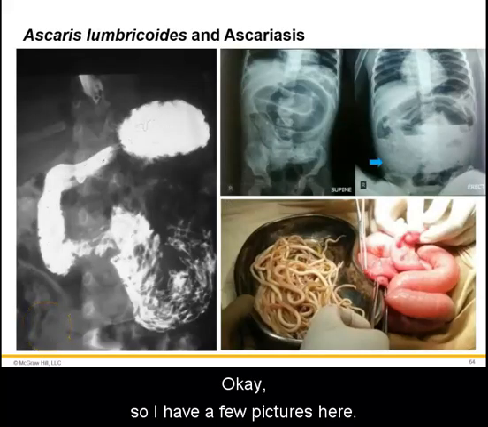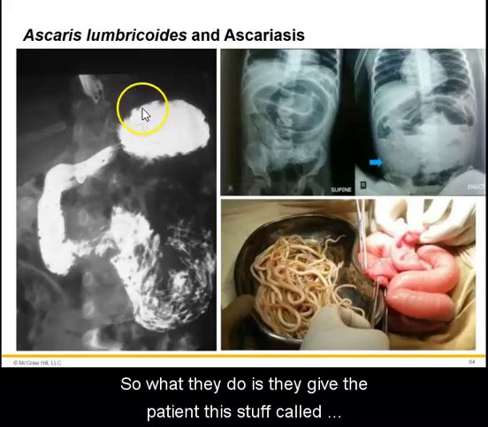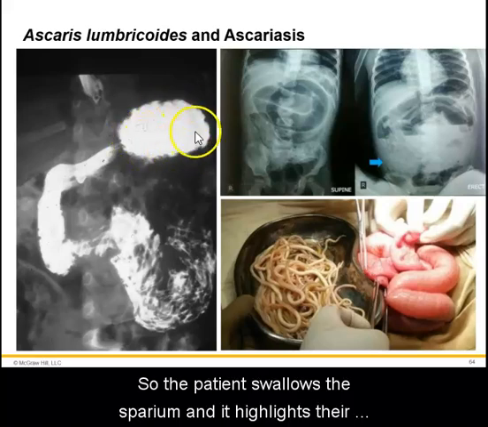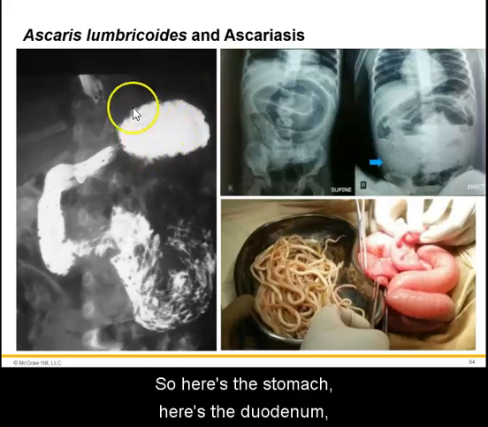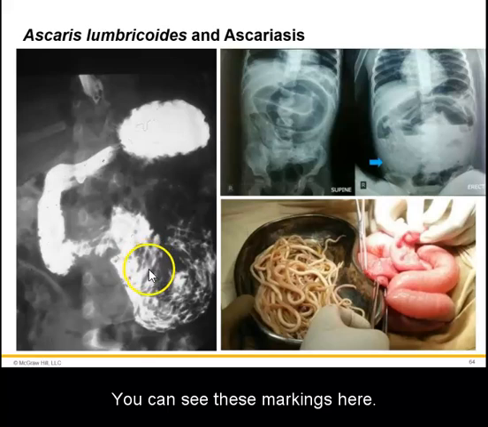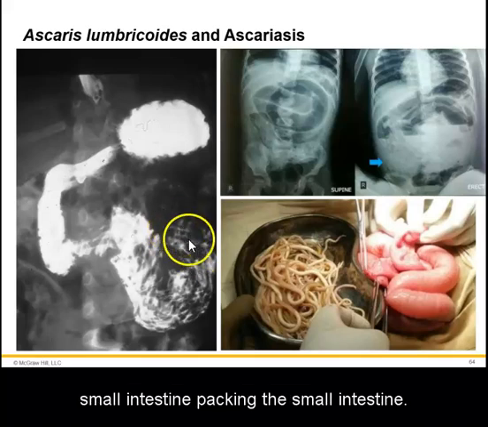Okay, so I have a few pictures here. On the left is an x-ray, and this is a barium swallow. So what they do is they give the patient this stuff called barium, and it shows up white on the x-ray. So the patient swallows this barium, and it highlights their digestive tract. So here's the stomach, here's the duodenum, and then here we're getting into the rest of the small intestine. And you can see these markings here kind of look thread-like. Those are worms in the small intestine, packing the small intestine.